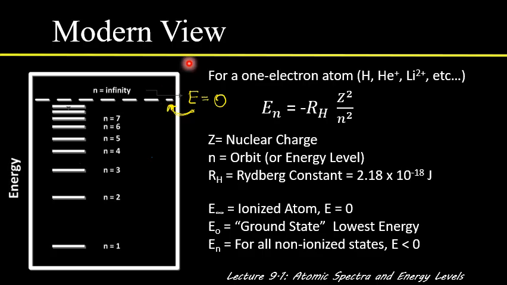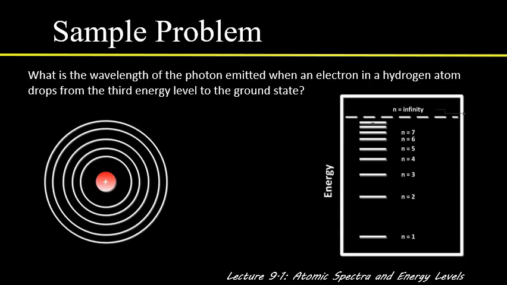All right, let's do a calculation for one of these transitions. This is a typical calculation you might get. What's the wavelength of the photon emitted when a hydrogen atom drops from the third energy level to the ground state? Ground state, I don't think I defined that earlier. Ground state means the lowest possible energy level. In this case, that's going to be n equals 1.